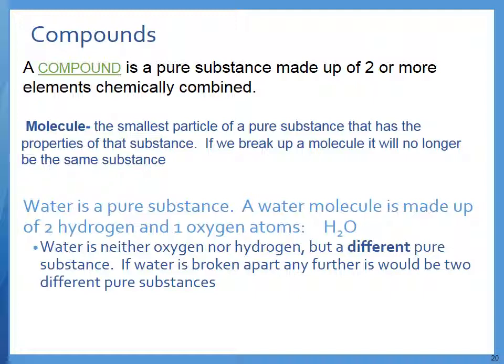If I wanted to somehow break apart the hydrogen and the oxygen from each other, that would have to be a chemical process, and then I would have two different pure substances, hydrogen and oxygen. So water is considered a pure substance because it can't be broken down anymore by any physical means.